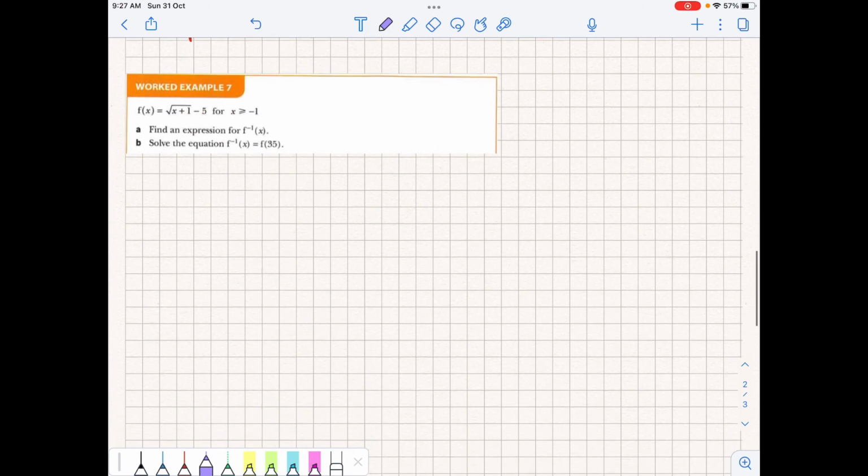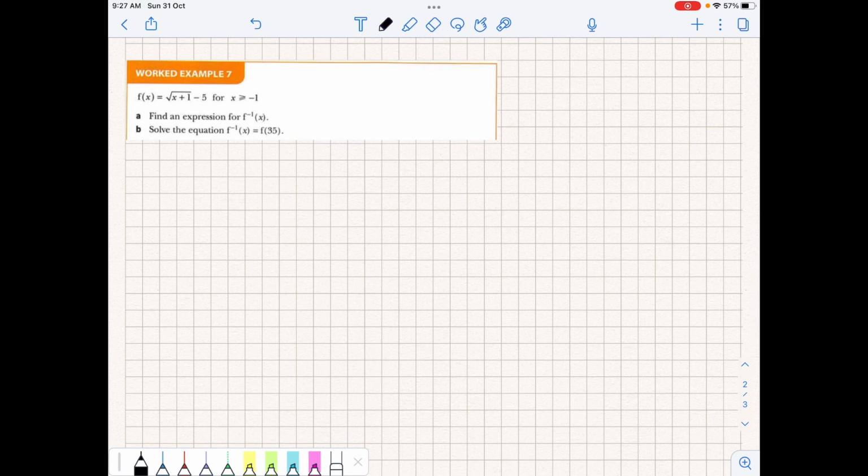Okay, let's just look at a simple example just to end off. Here we're asked to find an expression for the inverse function. So we'll start with the function itself. We want x to be greater than or equal to -1. And we have to set a domain restriction here, because if you consider the square root of something, if we put any value less than -1 into there, we would get a negative under the square root, and we don't know how to deal with that just yet.